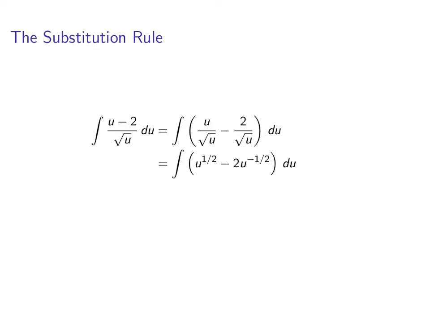Don't forget the du. Don't forget the dx. Don't forget the plus c. Okay, so we write down antiderivatives, and we get 2/3 u to the 3/2 minus 4u to the 1/2. I'm just using the power rule. Add a power, divide by the new power. I've computed an antiderivative, so the plus c goes in right now.